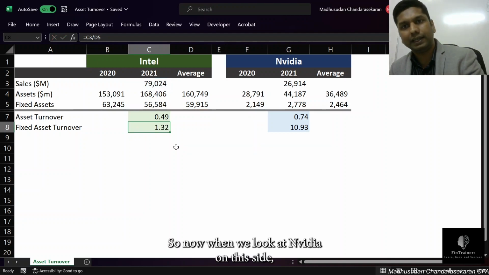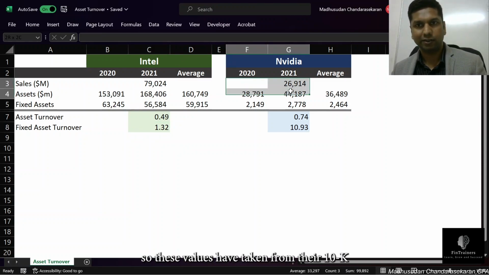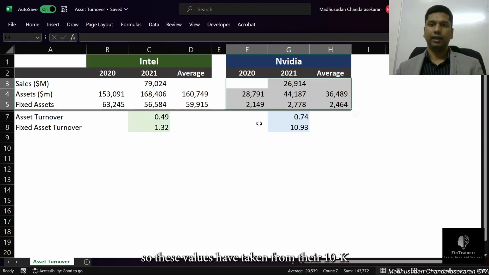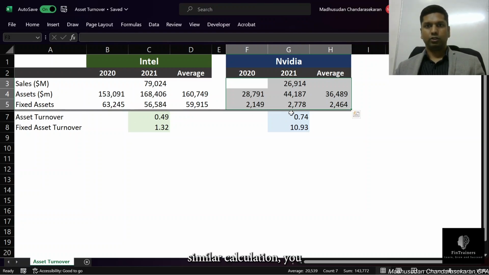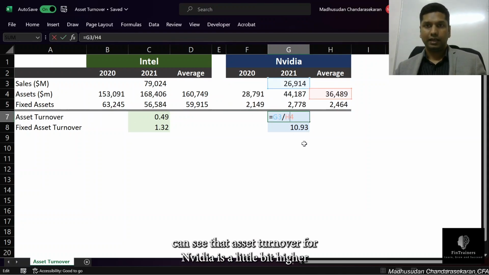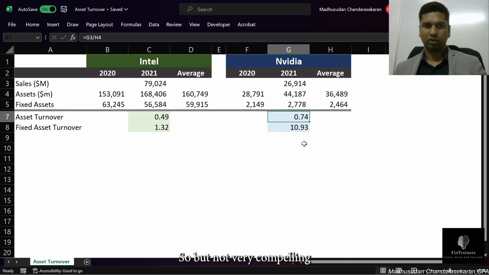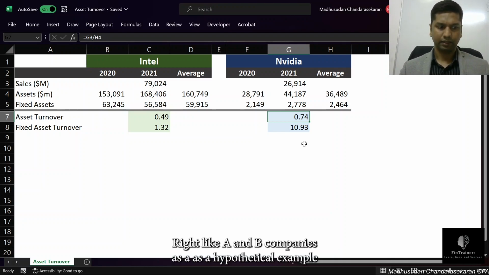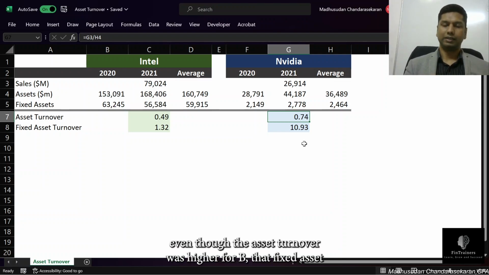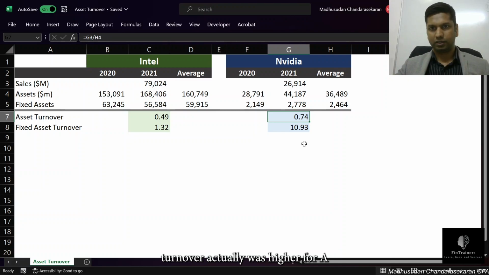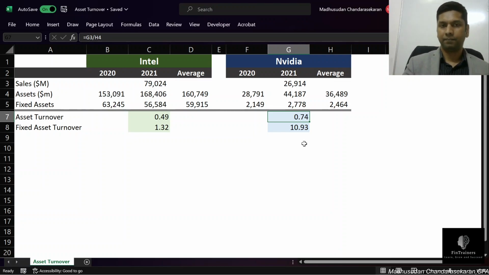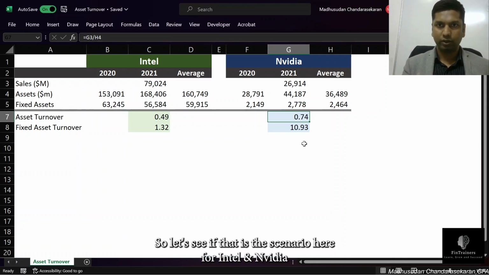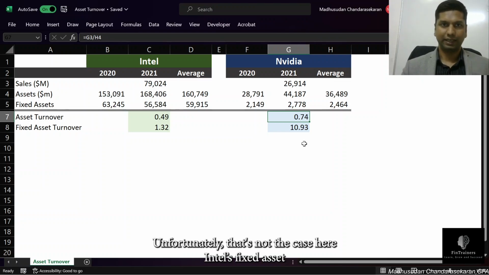Now when we look at NVIDIA on this side, these values have been taken from their 10K. Similar calculation, you can see that asset turnover for NVIDIA is a little bit higher, but not very compelling. In the prior example that we saw, like A and B companies as a hypothetical example, even though the asset turnover was higher for B, the fixed asset turnover actually was higher for A. So let's see if that is the scenario here for Intel and NVIDIA. Unfortunately, that's not the case here.